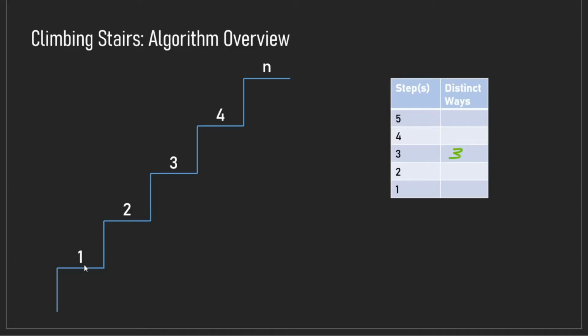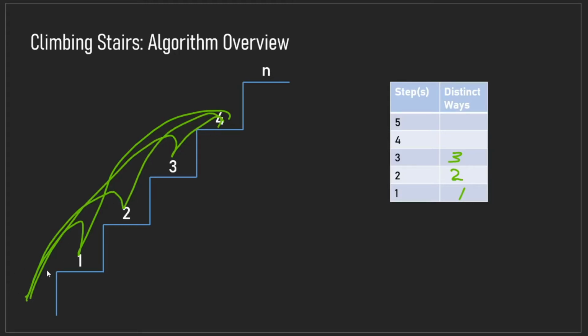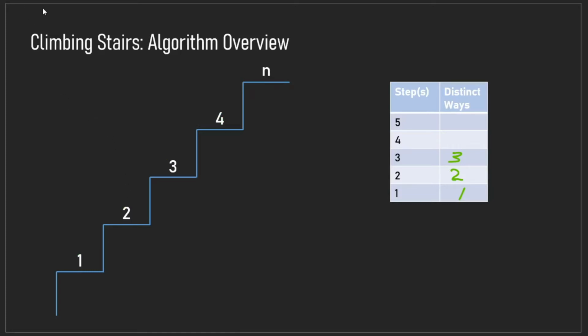The number of distinct ways to get to step 1 is only 1 because there's only one possible way. Step 2, you can either go 1 and 1 or just take 2 steps. That's 2. For step 4, you can either go 1 and 3, 2 and 2, 3 and 1, 1, 1, 1, 1, or 2, 1 and 1. So if you were counting the number of distinct ways, that was 5.